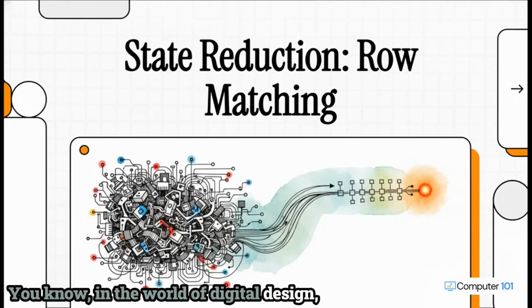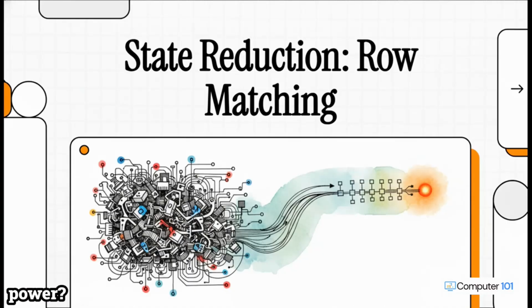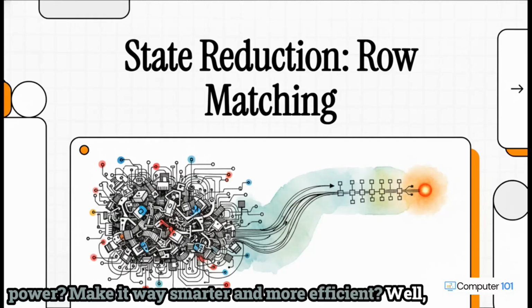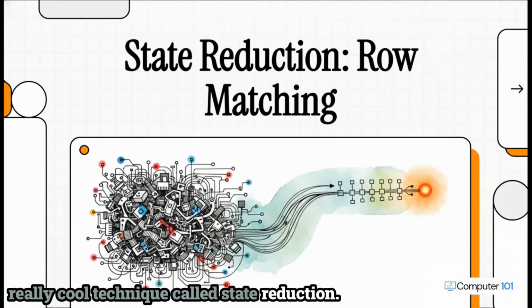In the world of digital design, complexity is kind of the enemy. It means more cost, more power, and slower systems. But what if you could take something really complex and, without losing any of its power, make it way smarter and more efficient? Well, that's exactly what we're going to do today, using a really cool technique called state reduction.